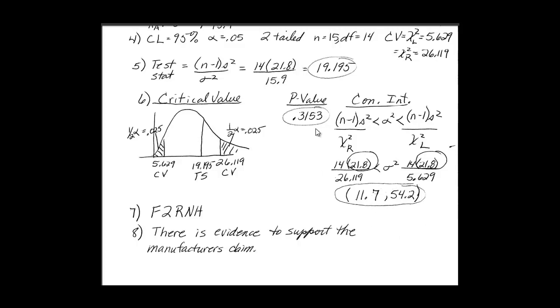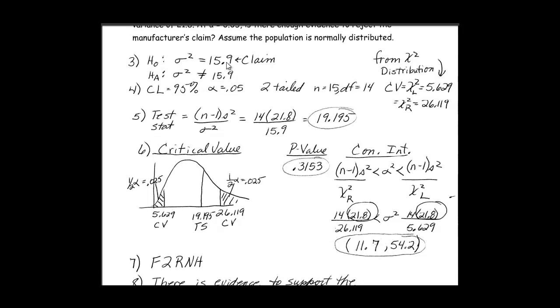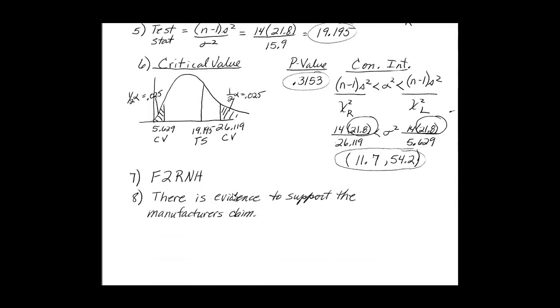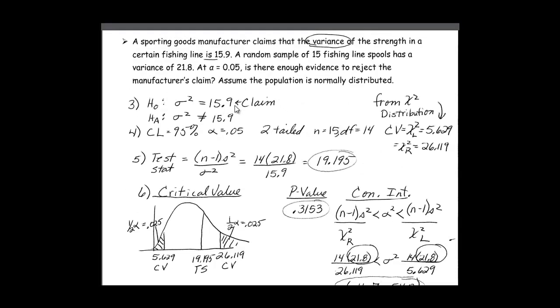Now this is in variance form, which is what our problem is in, and our null hypothesis is set up in variance as well. So we can leave that as is. We can see that our population variance, the claim that we're testing, 15.9, falls in that interval. Because that claim falls in the interval, we can't reject the null hypothesis. So all three of these, the p-value is high, so the null must fly. All three of these support that we cannot reject the null hypothesis, so we fail to reject the null hypothesis. There is evidence to support the manufacturer's claim that he can safely say the variance in the strength is 15.9 for this fishing line.